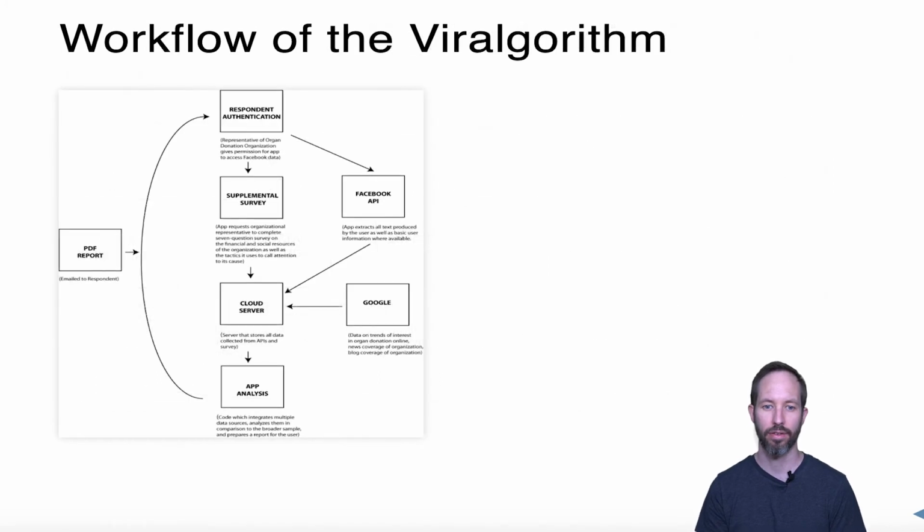So in the case of the VIRE algorithm, this included working with the Facebook API, working with a few different cloud servers, which I'll talk about a little later, and also the Google API to bring in some more information about the broader environment in which these organizations were competing for attention.